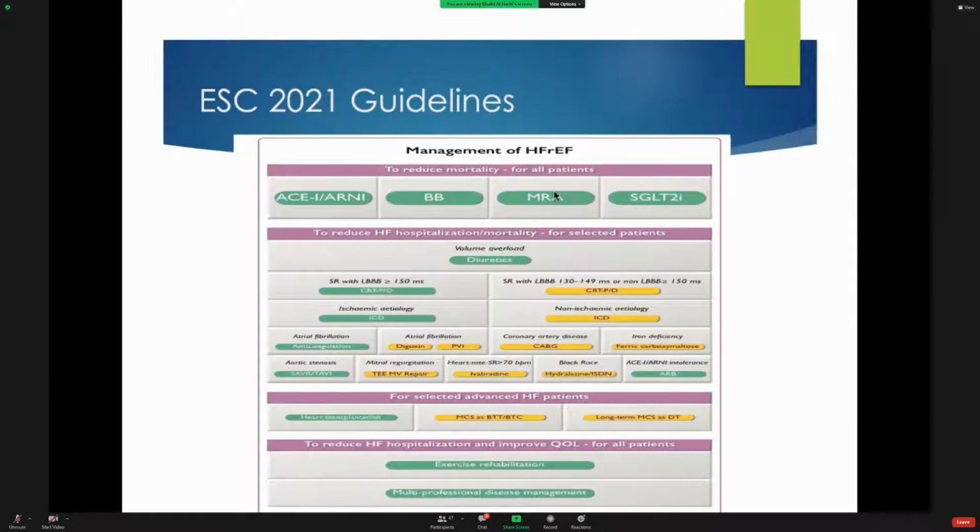And then if he still has some symptom and ejection fraction less than 35, I will consider adding the MRA, the aldosterone antagonist. And if the patient has volume overload at that time, you should give them diuretics.